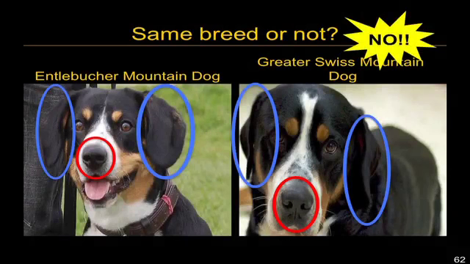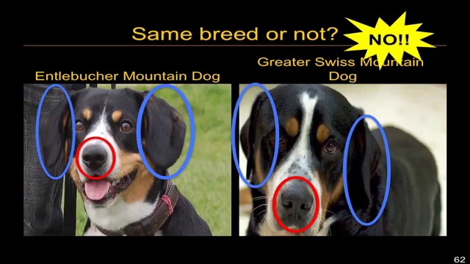So the main insight that we've had in comparing images of dogs and trying to identify species is that when comparing images like this, it's really important to compare corresponding locations in the dog, corresponding parts. And this is something we've realized in face recognition previously as well.